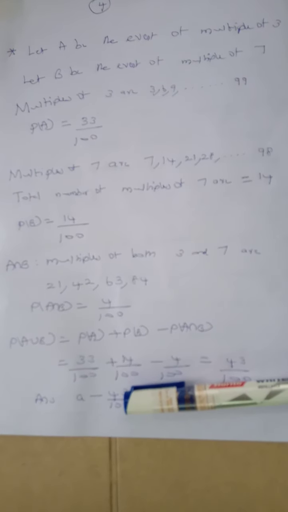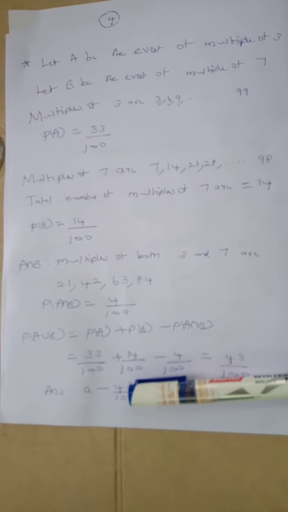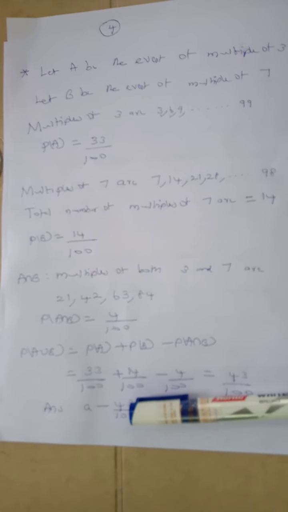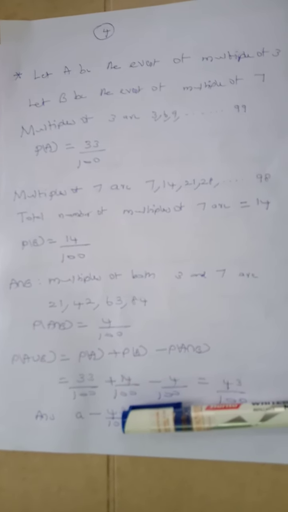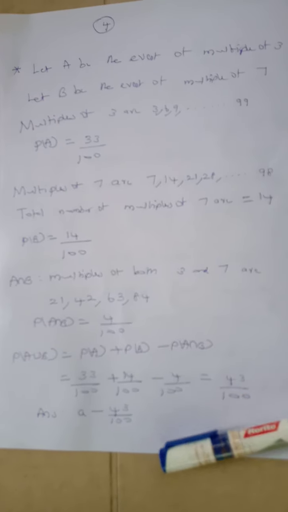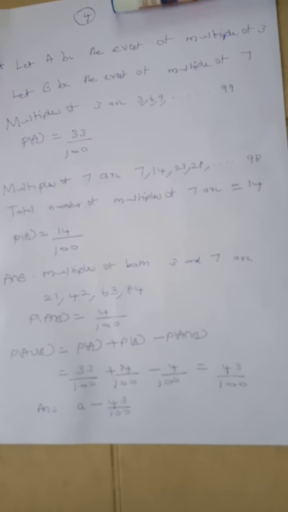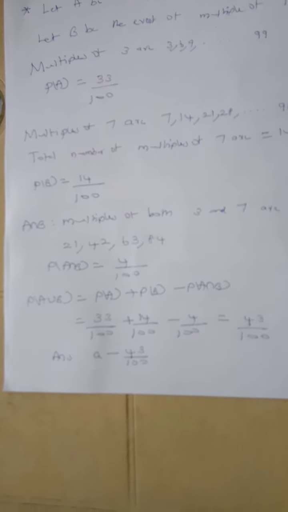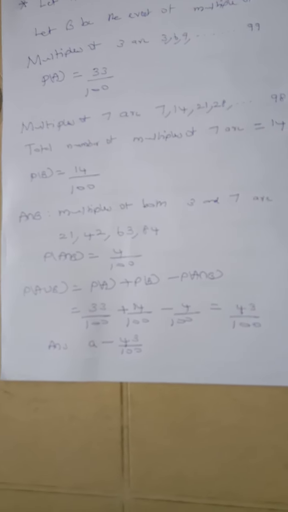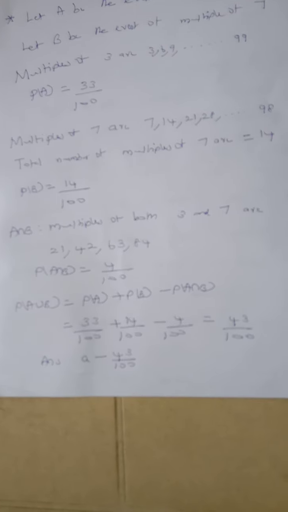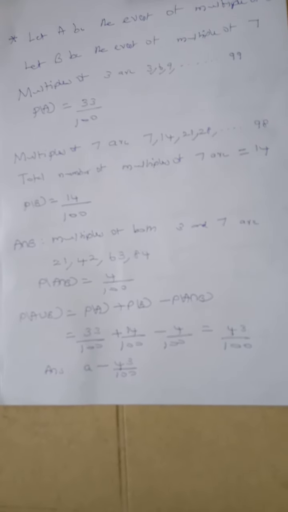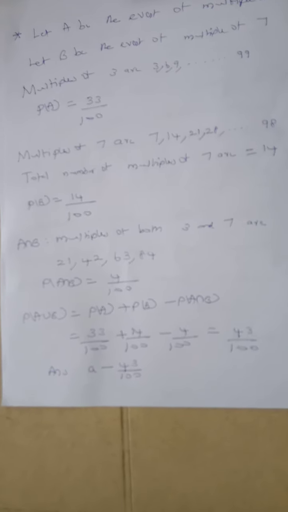Like that, we are interested in finding multiples of 7 up to 100. Multiples of 7 are 7, 14, 21, 28, 35, and it goes on up to 98. Totally there are 14 favorable outcomes. So probability of B is equal to 14 by 100.